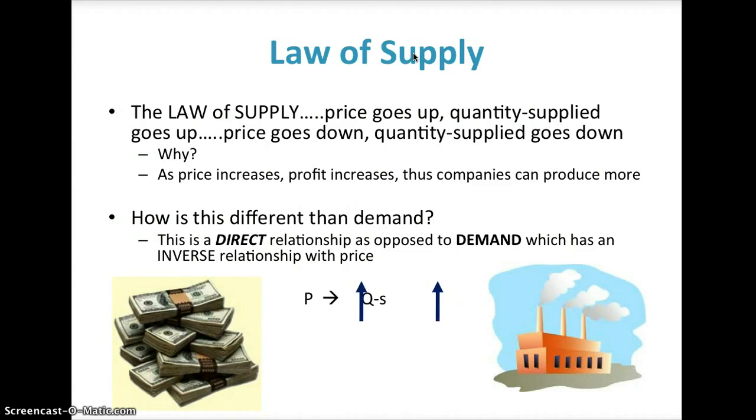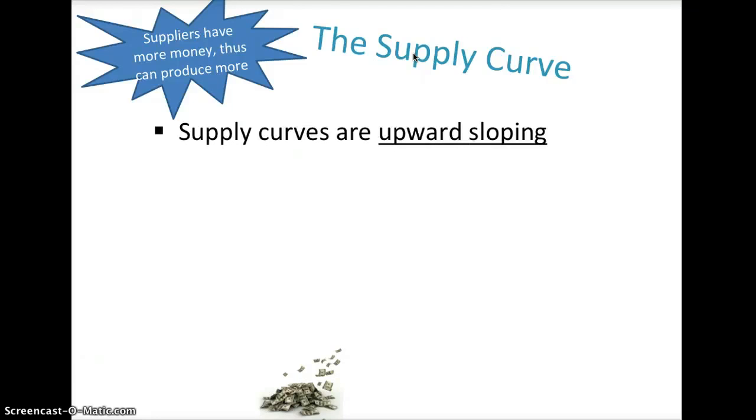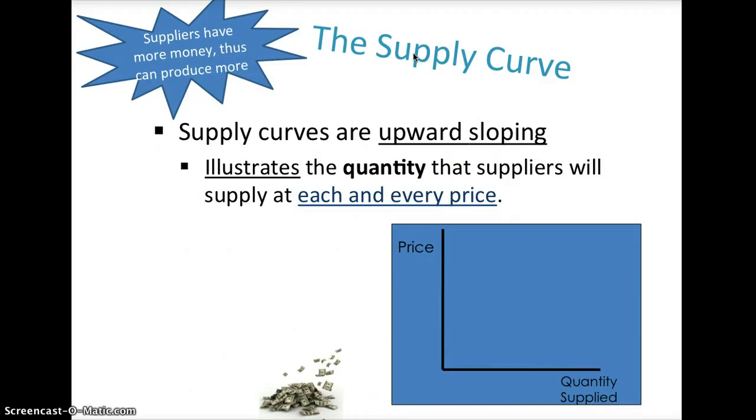So there's my fun little graphic for you. Price goes up, quantity supplied goes up. Price goes down, quantity supplied goes down. So the supply curve is going to show you at each price point how much the producer is willing to supply. Right? Supply curves are always upward sloping. This shows the quantity that suppliers will supply at each and every price point. So if we were to look at this again, it's upward sloping. So it's a direct relationship. So as the price goes up, the quantity supplied goes up. That's why this is upward sloping, right?